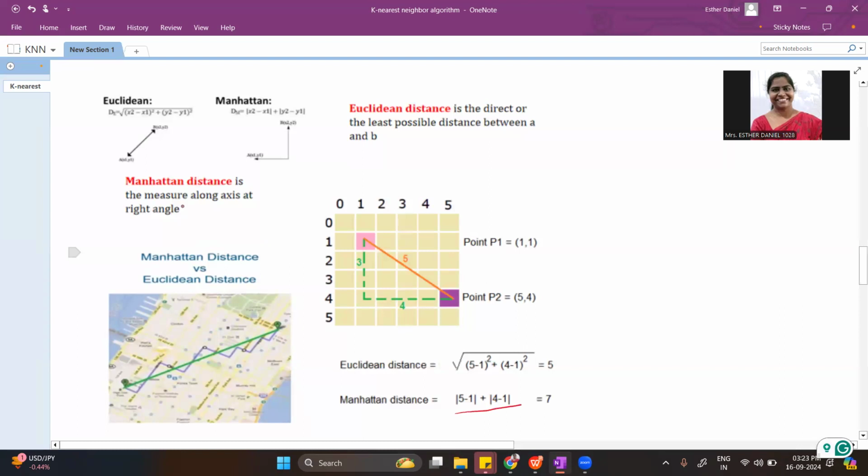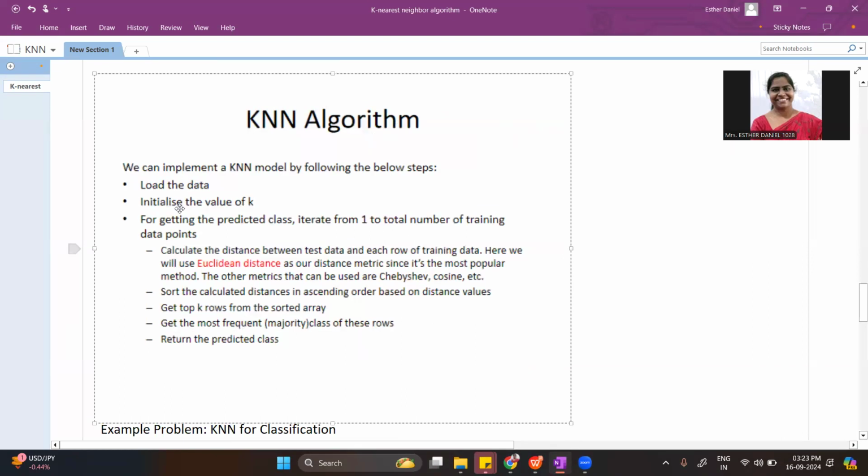If you take Manhattan, it takes the absolute value. But when we take the Euclidean distance, it takes the square root of the distance value. So either of these formulas we can use, and we'll be using Euclidean distance. So how is this algorithm going to work? We'll have to load the data and initialize k.